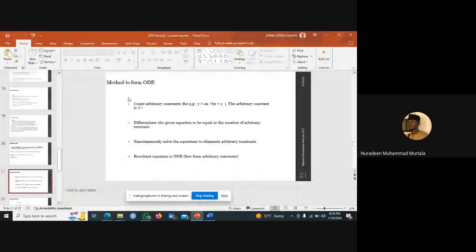Okay. So the number one method is, when you are given an expression, you have to count the arbitrary constants. Like for example, look at this expression we are having in the bracket. y is equal to ax plus bx plus c. So what are the arbitrary constants here? They are three. You have A, you have B, and you have C.